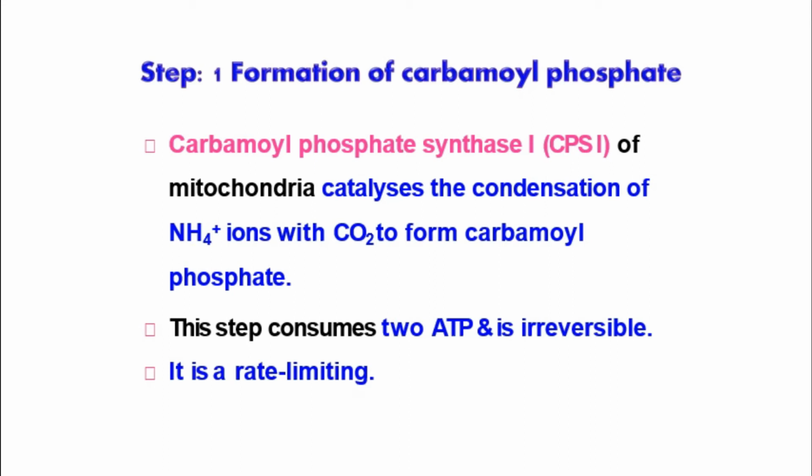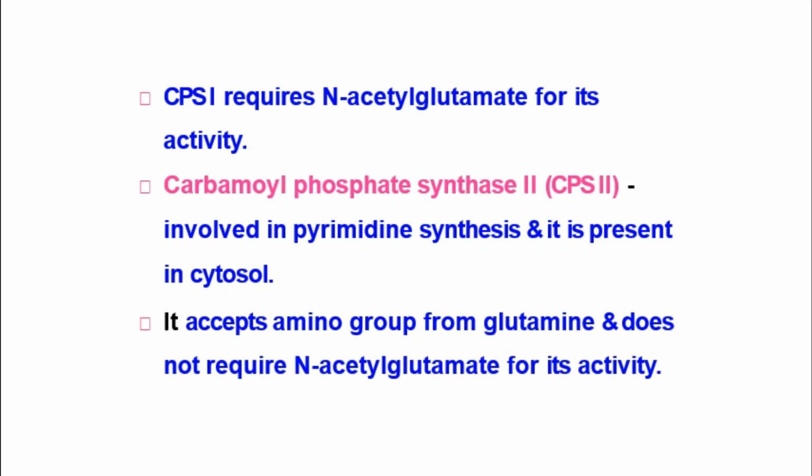So who does it? The enzyme carbamoyl phosphate synthetase 1, in short we call it CPS1, found in mitochondria. They basically condense the ammonium ions with the help of carbon dioxide to form carbamoyl phosphate. This process requires energy in the form of ATP. Specifically, 2 ATPs are required for this step to take place. The enzyme CPS1 requires N-acetyl glutamate for its activity.